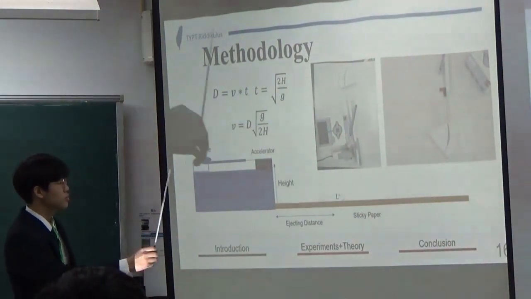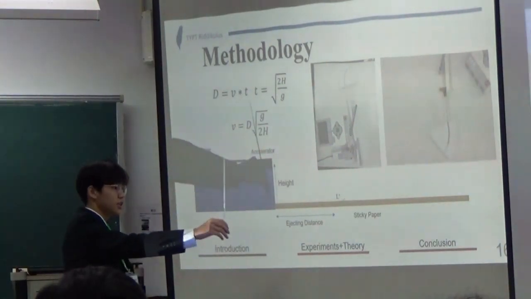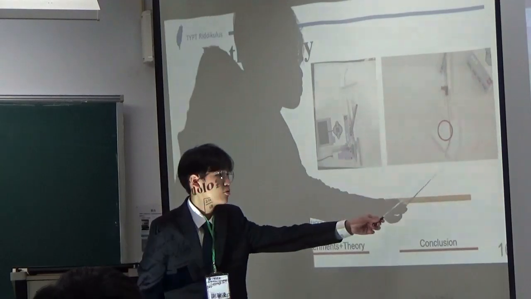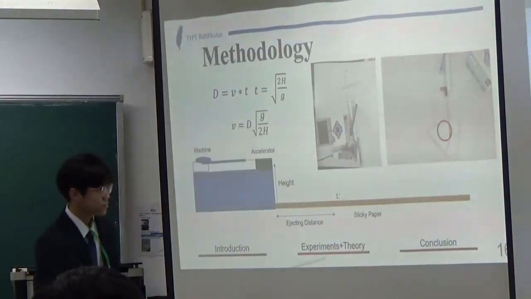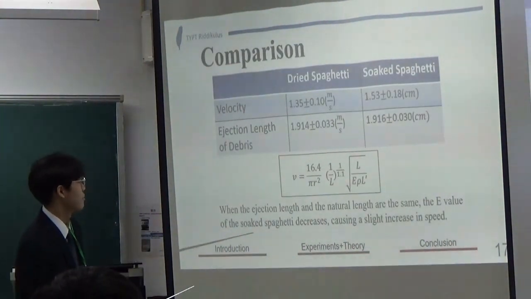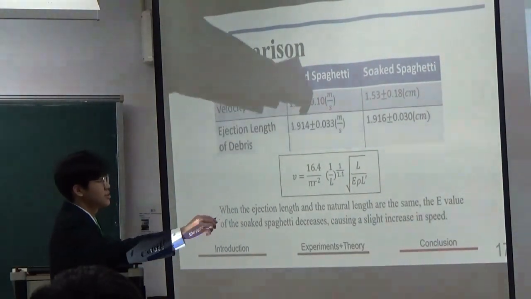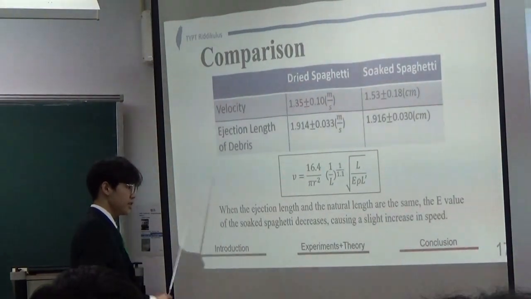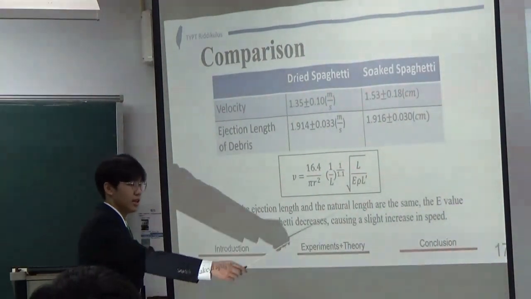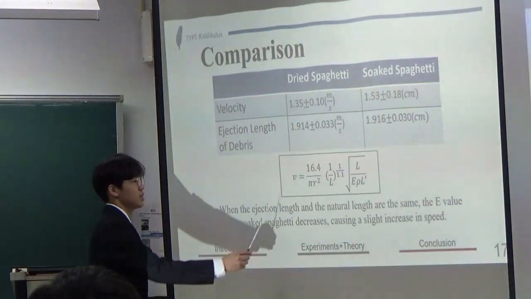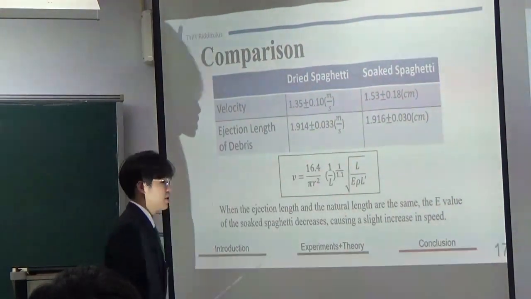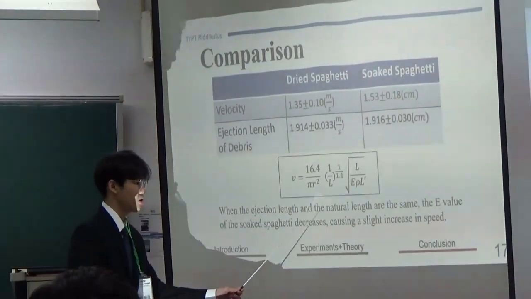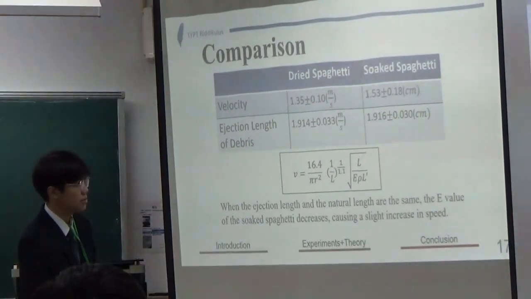And we use horizontal projectile motion to calculate the initial velocity. And we use Lego to push the spaghetti into a bent tube. And now it's our comparison. As you can see, the soaked spaghetti has a higher speed. This is because when the ejection length and the natural length are the same, the E value of the soaked spaghetti decreases. E decreases, so causing a slight decrease in speed.